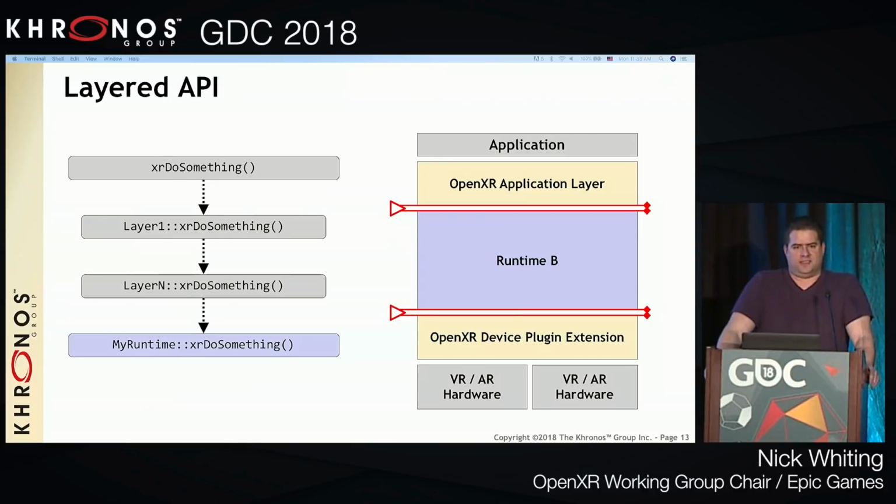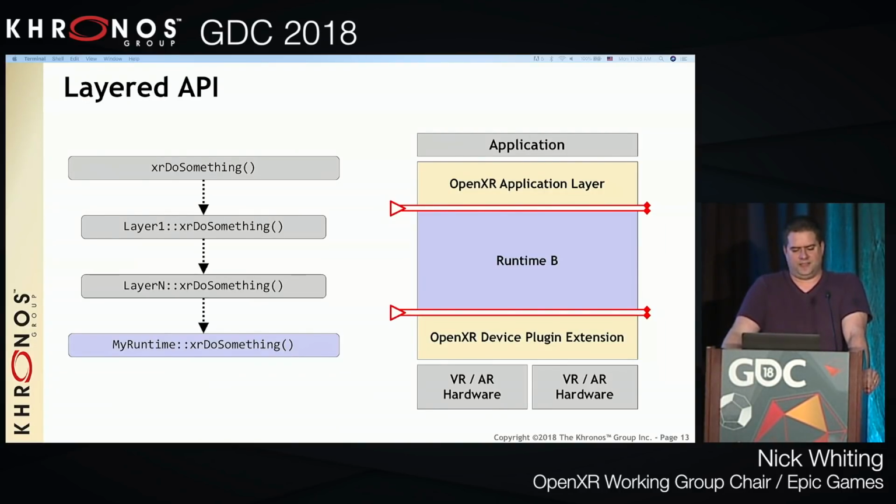One of the other big things, if you're familiar with Vulkan, you know that Vulkan is a layered API. We wanted to make sure that OpenXR took the best parts of Vulkan, cribbed off of their cheat sheet a little bit, but it's a layered API. So if you look at the application talking to the application layer, talking to the runtime, where you see those red lines are where you can actually insert layers.